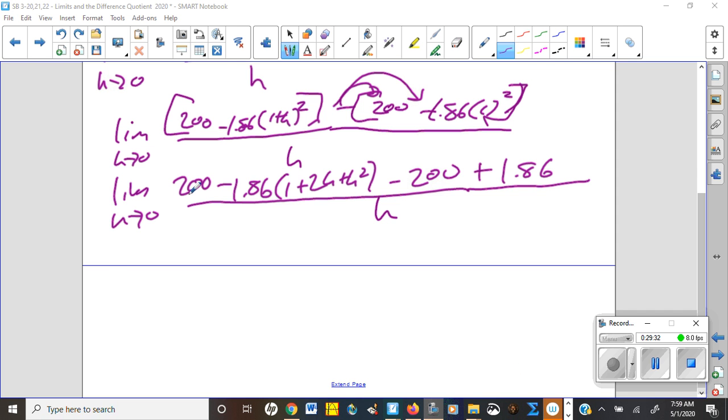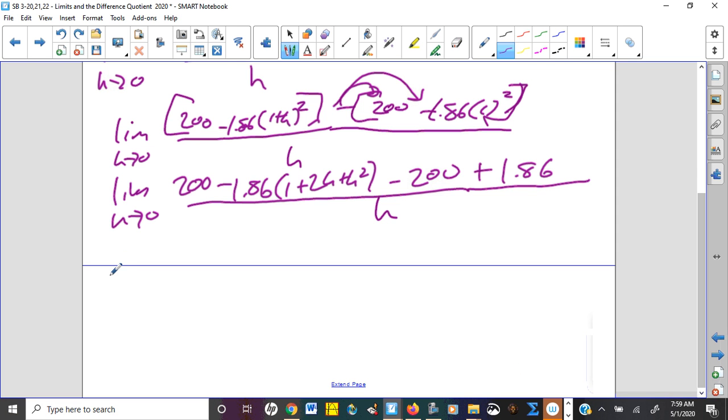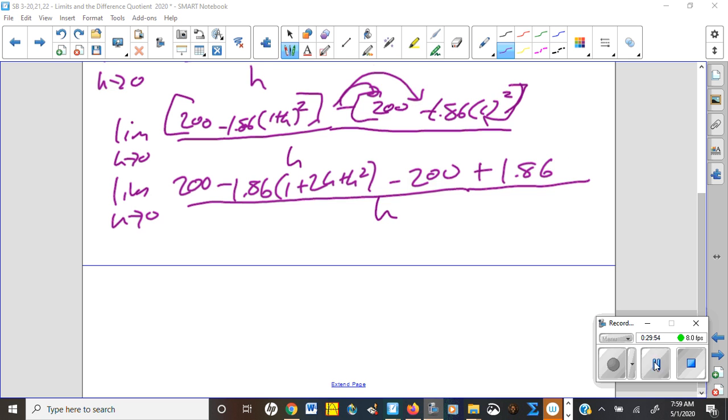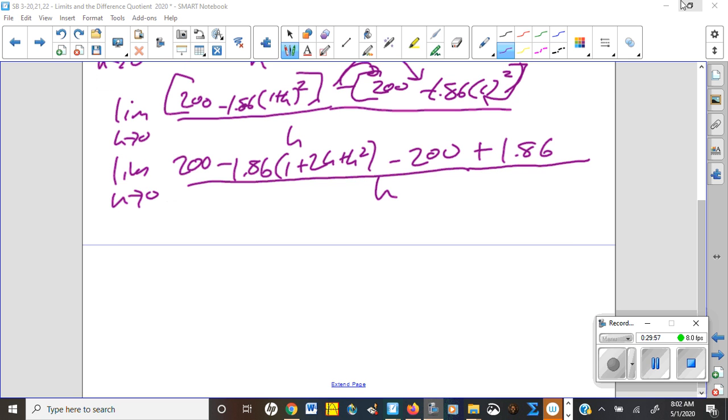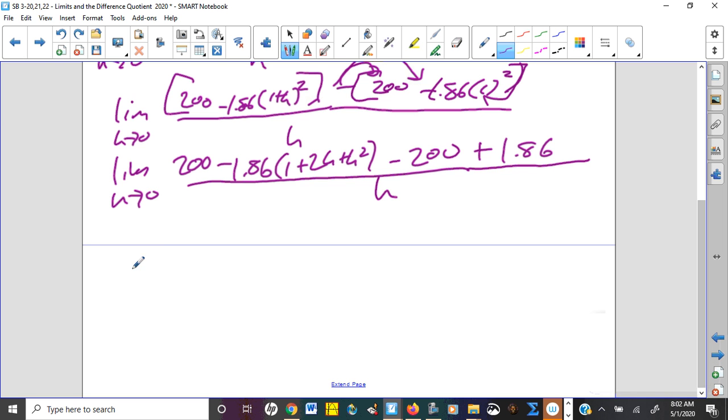All right, so we're getting ready to get rid of some stuff, hopefully, right? So the limit, come on. All right, hold on. I'm frozen. All right, I think we got functionality again here.